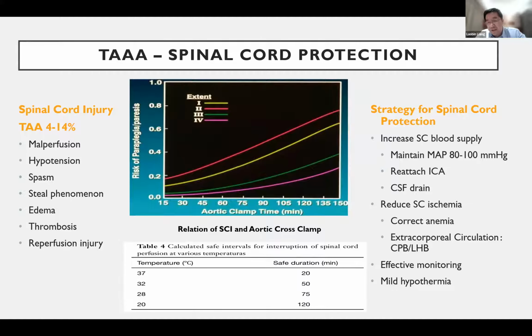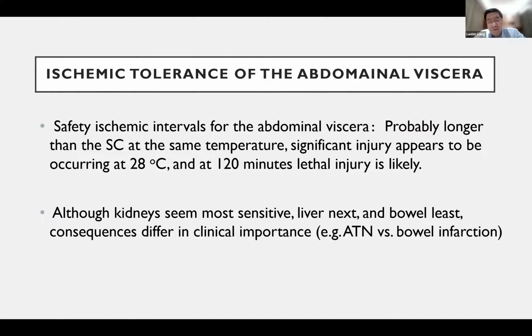You can also do a reattachment of the intercostal artery. We can also do a CSF drain to protect the spinal cord. We can reduce spinal cord ischemia by correcting the patient's anemia. Also, we can provide extracorporeal circulation, like cardiopulmonary bypass, distal perfusion, or left heart bypass, based on effective monitoring, and we can give mild hypothermia to protect against spinal cord injury.